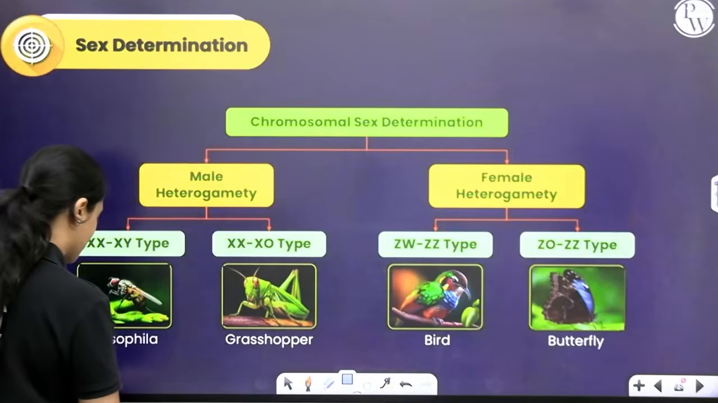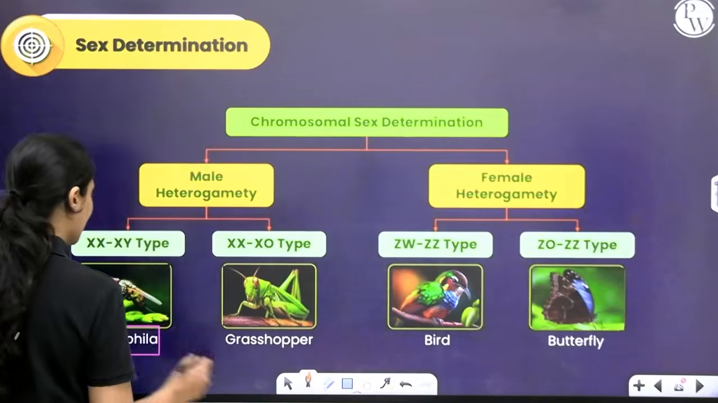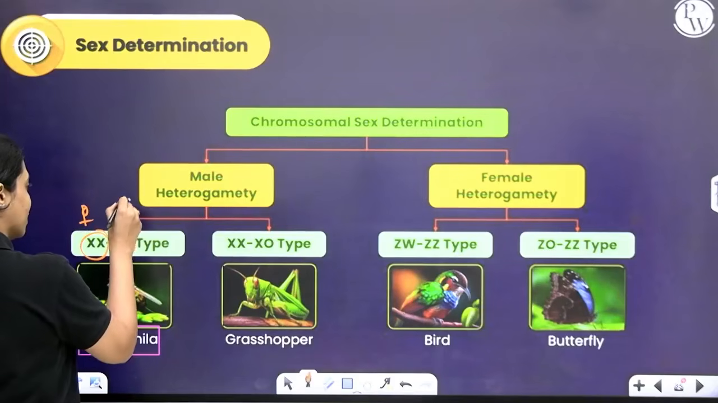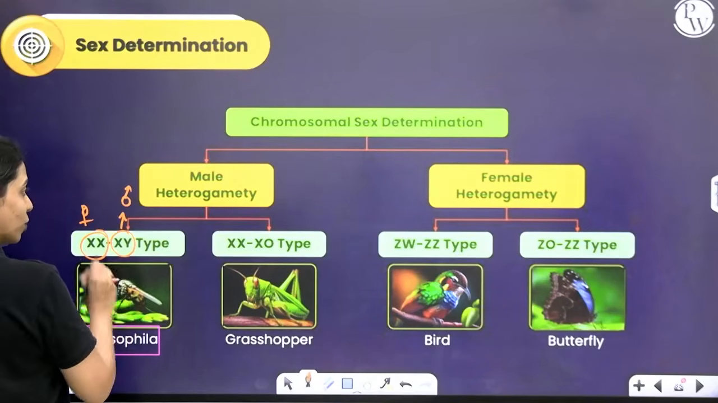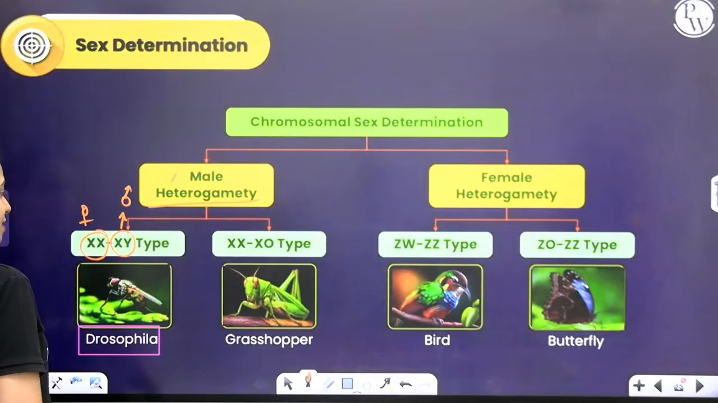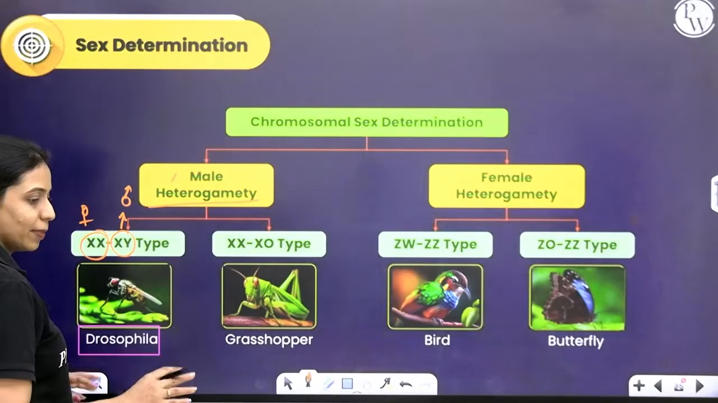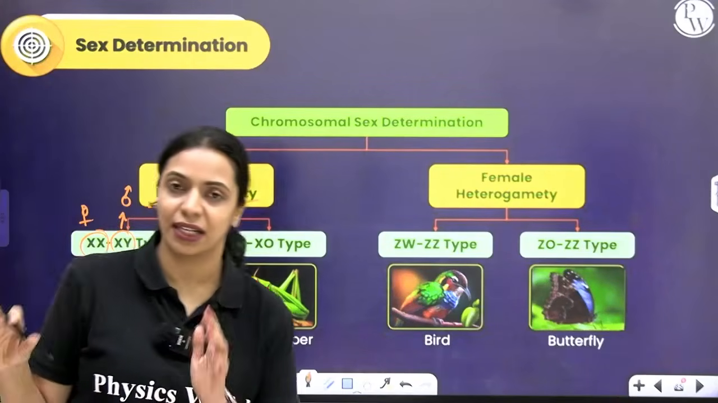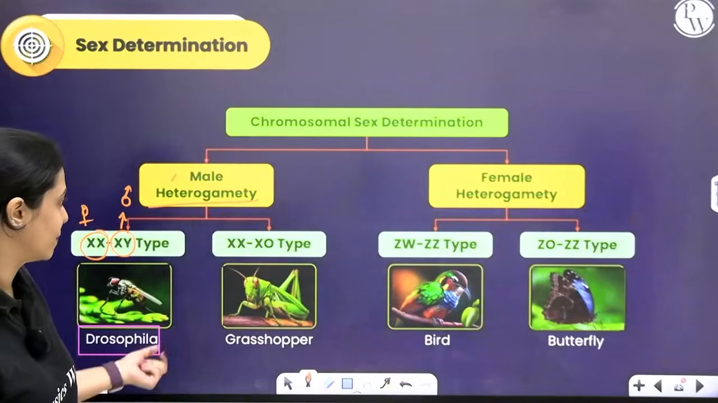Very similar to how sex determination happens in us humans, it happens in Drosophila as well. In Drosophila, the females have 2 X chromosomes and the males have 1 X and 1 Y chromosome. Even over here, males are heterogametic. Males will produce two different types of gametes. Females will produce only one gamete, all containing X chromosome. Males will produce 50% sperms containing X, 50% sperms containing Y.